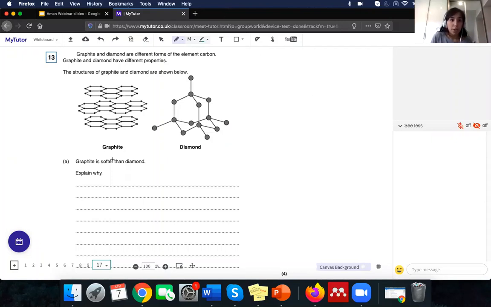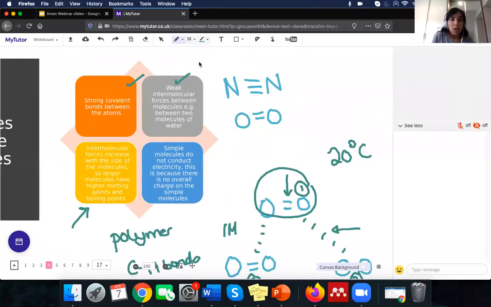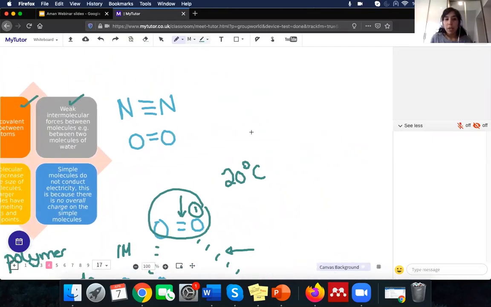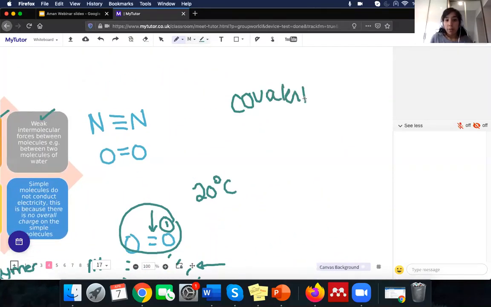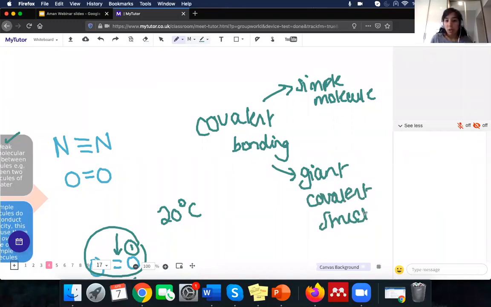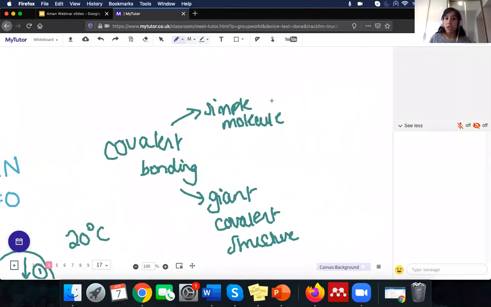Yep. So if I go back to our simple molecules. Okay, so this is the page on simple molecules. And the reason that simple molecules or covalently bonded structures, so I just want to make a distinction here. When we do covalent bonding, we can form two things. We can form a simple molecule, or we can form a giant covalent structure. So giant covalent structures are like what we've just covered, so diamond, graphite, and silicon dioxide, which we will cover tomorrow. And simple molecules are things like water, oxygen, nitrogen gas.